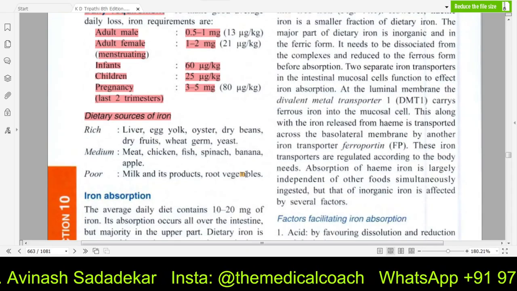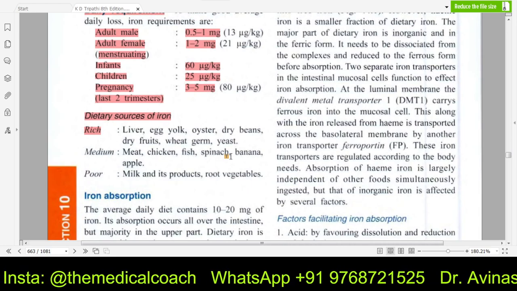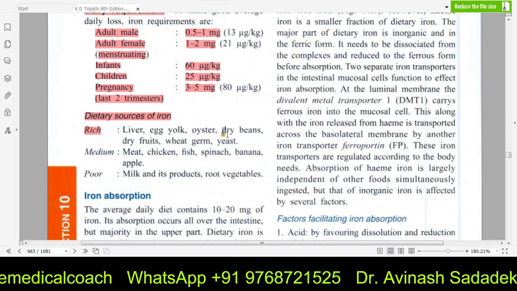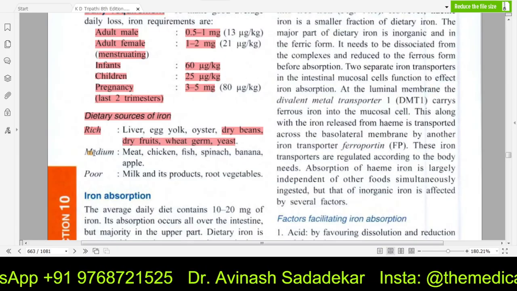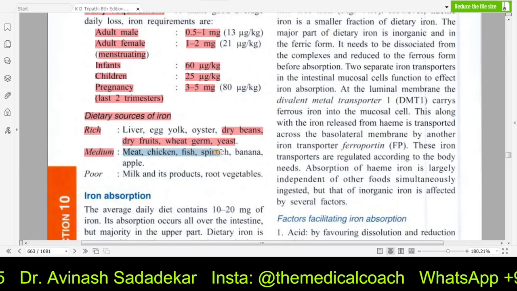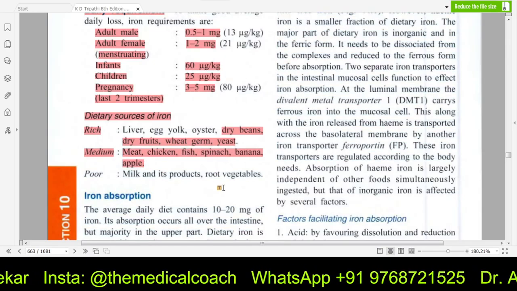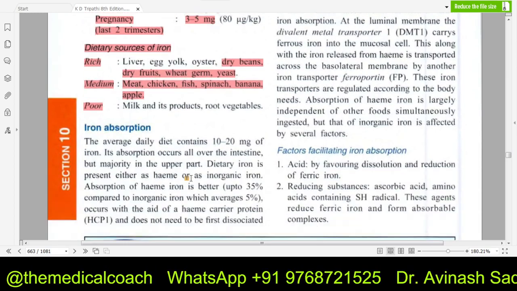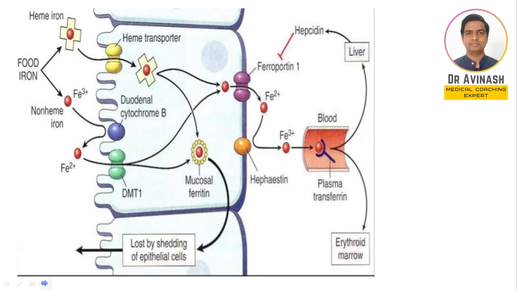Simple. Where will you get it? Well, non-veg sources are great. So are dry beans, dry fruits, wheat germ, yeast. A medium source is meat, chicken, fish, spinach, bananas, apples. Milk products, root vegetables are very poor sources. Simple. Let's talk a little bit about the absorption of iron.